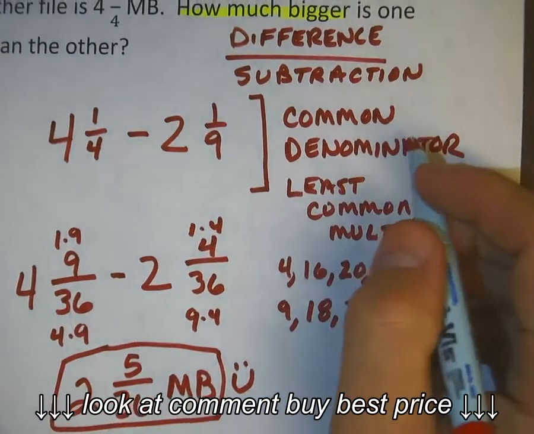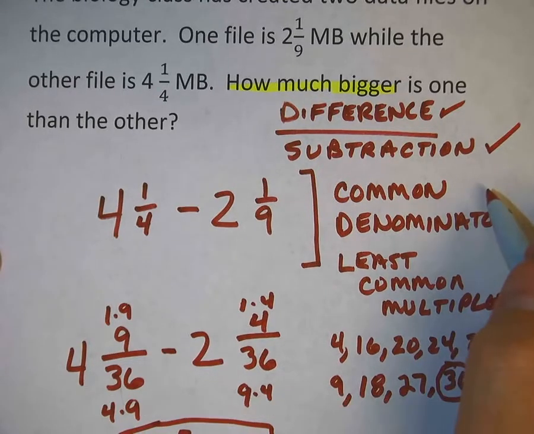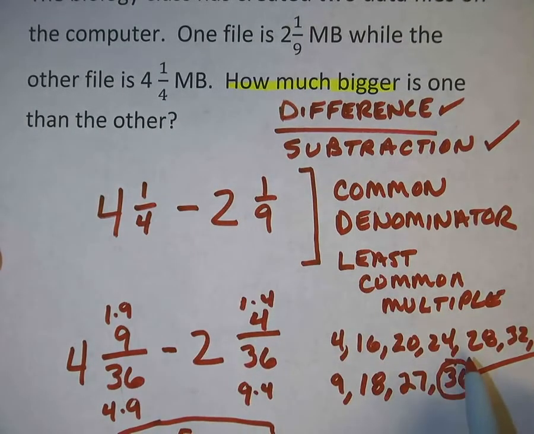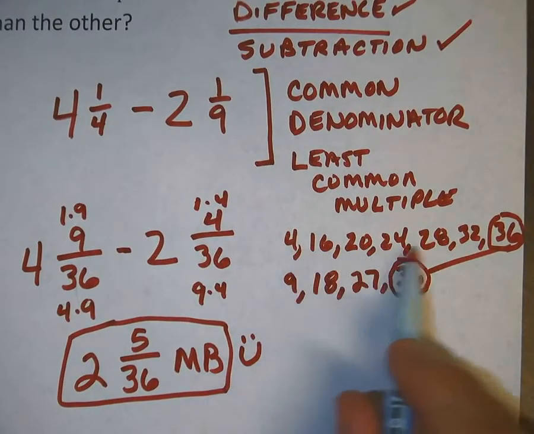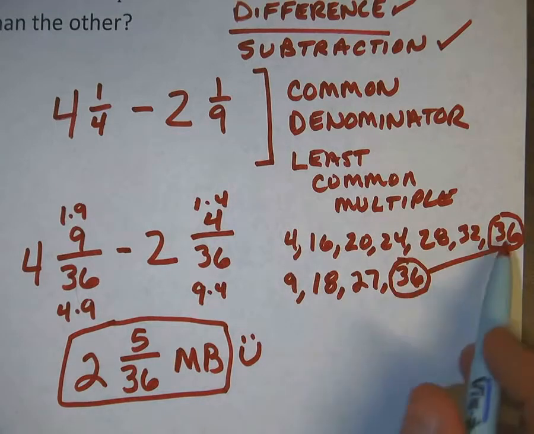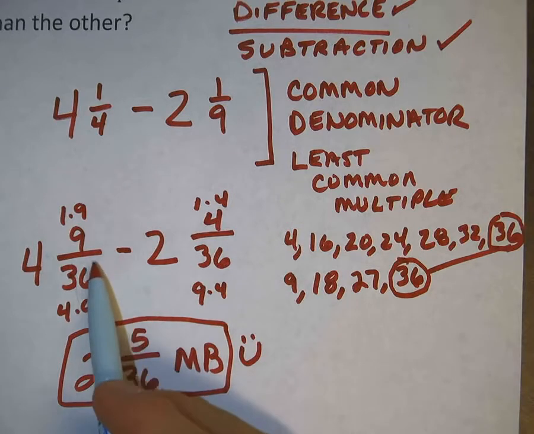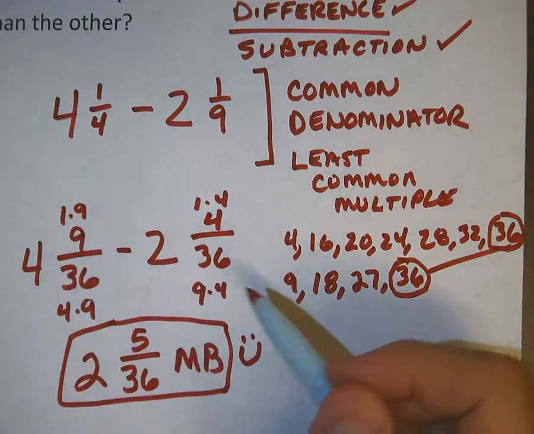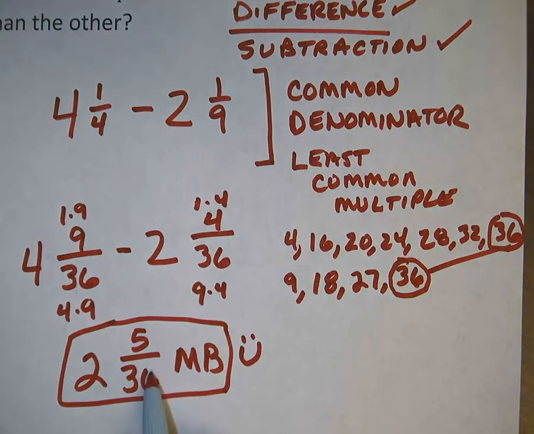In review, look for our keywords. How much bigger told me that this was a difference problem. I knew it was a subtraction operation. I had to get my common denominator, for my fractions had different denominators. To do that, I found the least common multiple by simply listing out the multiples of 4 and the multiples of 9 and finding where they were the same. Converted my fractions from the old denominator to the new denominator, being careful to make sure I adjusted my numerators as well. And then once I got everything the same, I simply did the subtraction.